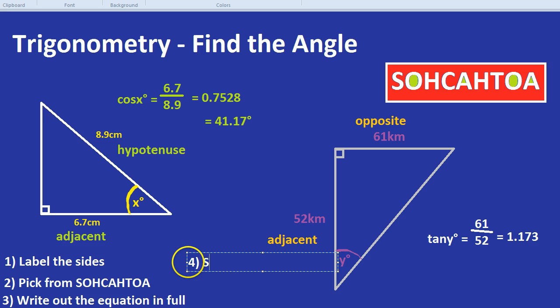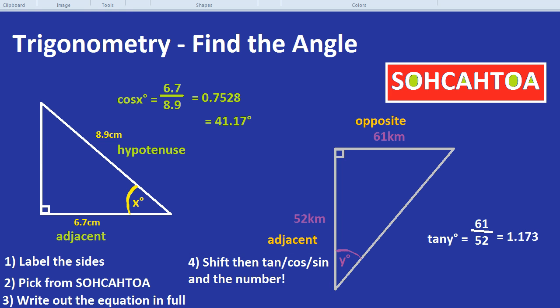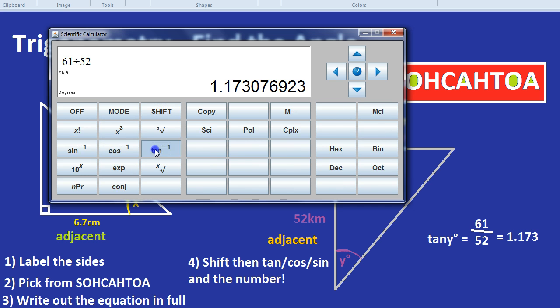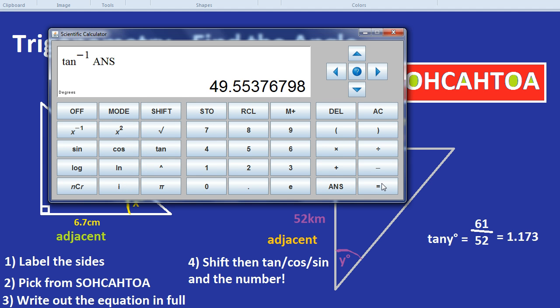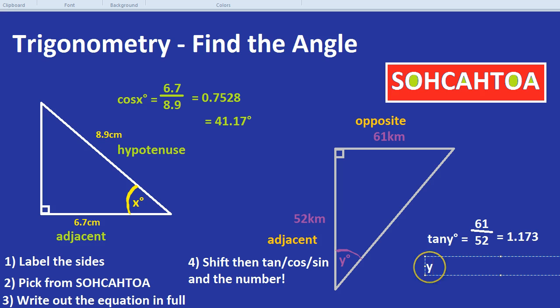So we do shift, then tan, or cos or sine, whichever the case is, and the number. And that will give us the answer. So let's do that. Shift tan of answer equals 49.55. So the angle y equals 49.55 degrees. There we have it. We've used SOHCAHTOA and this magical method of finding the angle to do some amazing trigonometry.